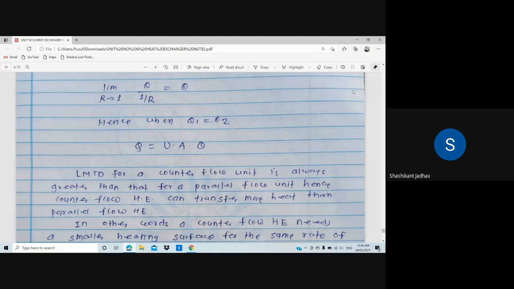सो LMTD फॉर ए काउंटर फ्लो काही कन्क्लुजन्स दिलेले आहेत. तर LMTD जो असणार आहे तो काउंटर फ्लो साठी जास्त असणार आहे, हे कन्क्लुजन आहे. हे जे अनालिसिस हीट एक्सचेंजर्स केलेले आहे त्याच्यावरून हे कन्क्लुजन आलेले आहेत. सो ऑल ऑफ यू राईट डाऊन दिस कन्क्लुजन.